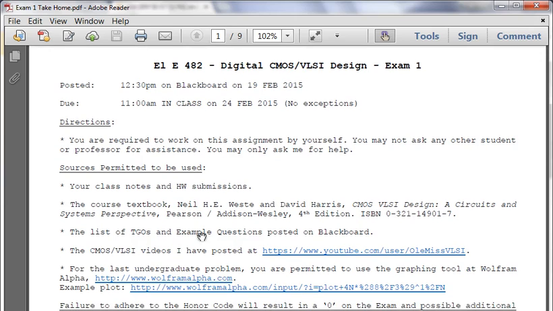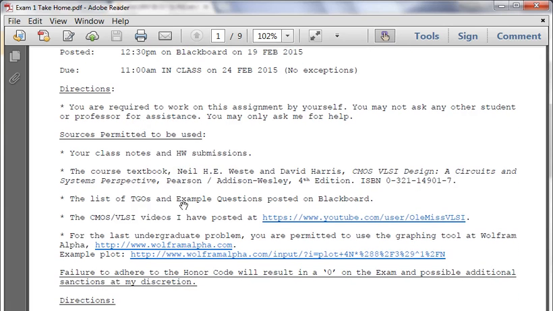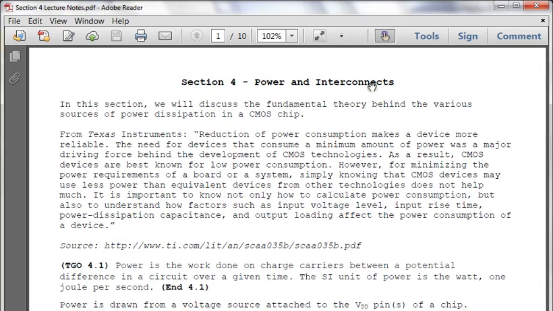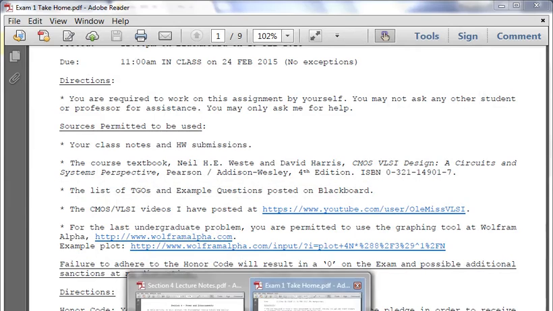You are allowed to use your class notes and your homework submissions. You're allowed to use the course textbook, which I've listed here, the CMOS VLSI Circuits and Systems Perspective, though pretty much everything in your homework and class notes is sufficient. You may refer to the list of topical guide objectives and example questions posted on Blackboard. You may also refer to the videos that I've posted of our lectures on YouTube.